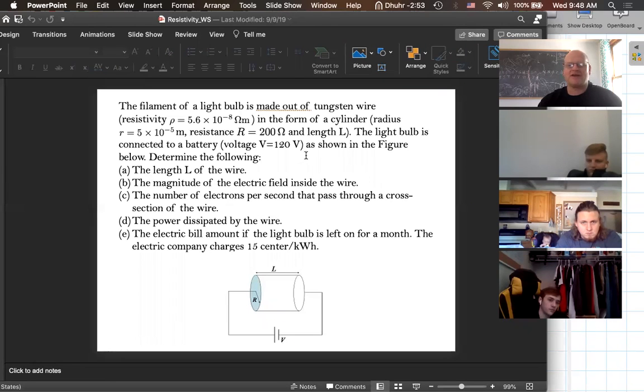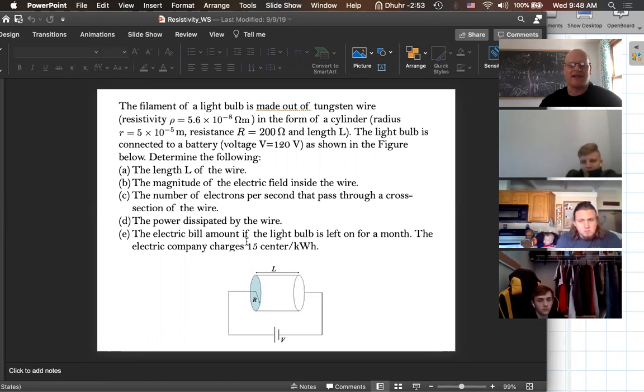So first thing it wants to find out is what's the length of the wire? What is the magnitude of the electric field inside of the wire? The number of electrons per second that pass through the cross section. So the number of electrons per second is effectively the current divided by the charge on an electron. Okay. So that's the number of electrons per second. The power dissipated.